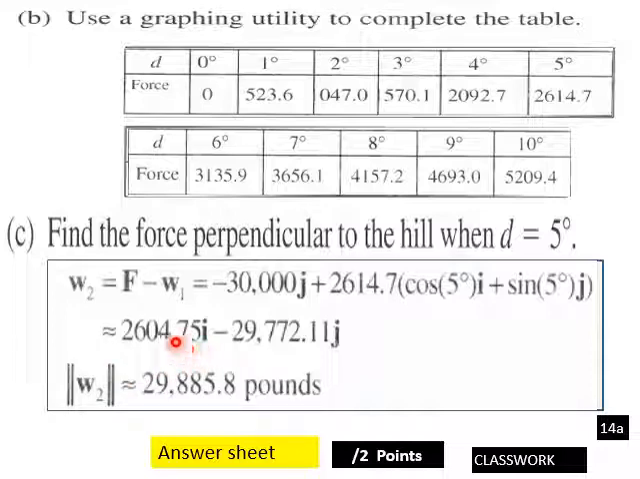And so when we subtract this, 2604.75 I minus 29,772.11 J, we get 29,885.8 pounds is what we amount to here. So that's what we would get.